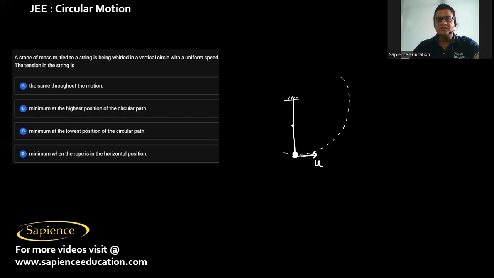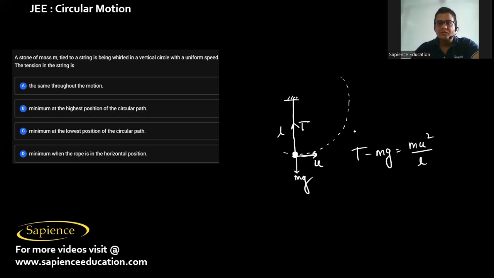So let's say at this point, the tension is T. And we can say that T minus mg will be equal to mu square by L. Let's say L is the length of the string. So this will happen at the lowermost point. Let's call this point A. So TA will be equal to mg plus mu square by L.